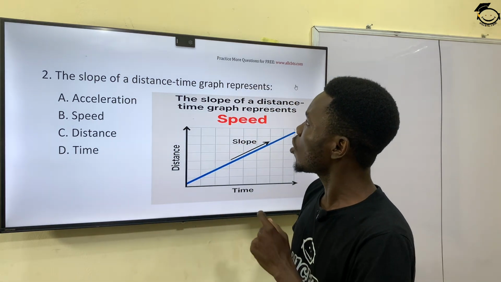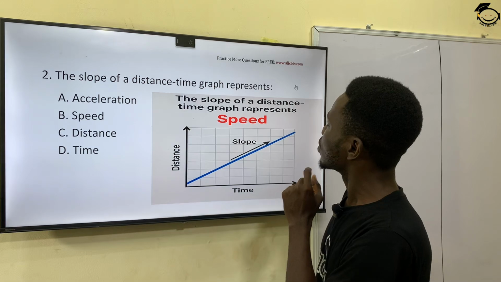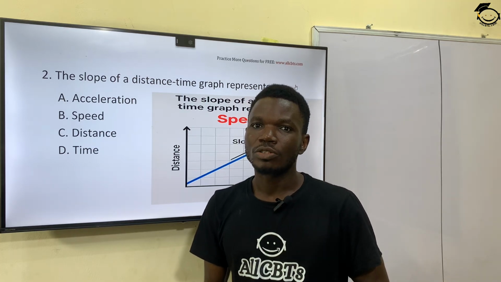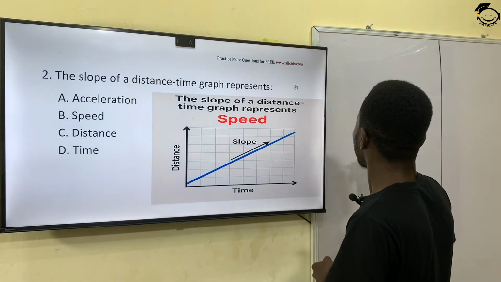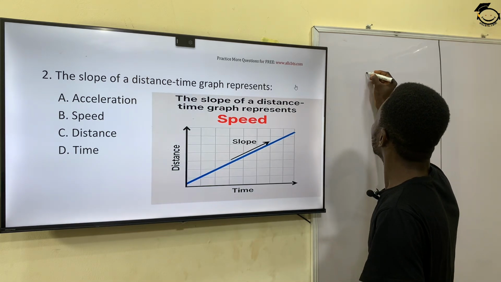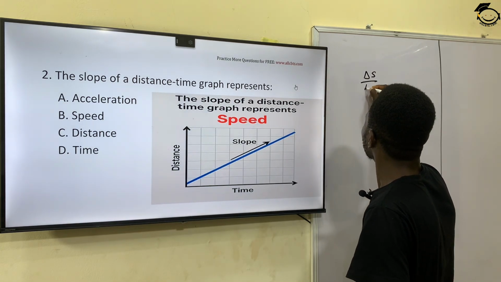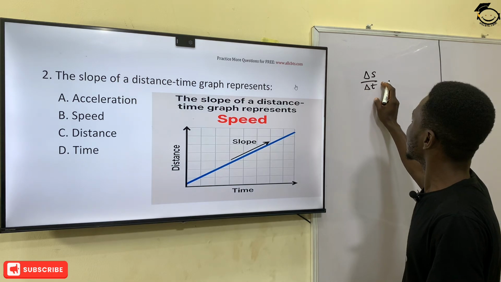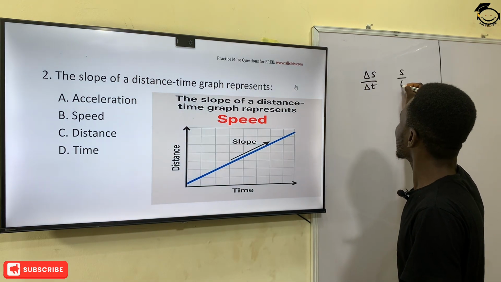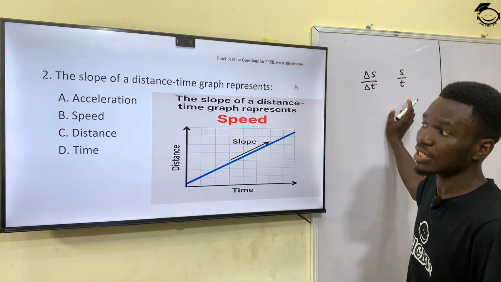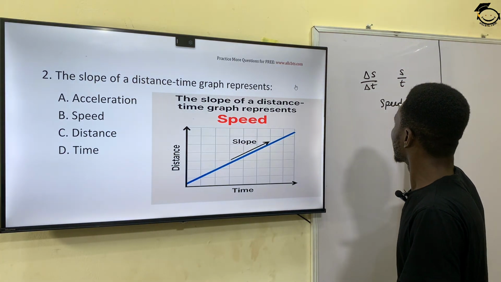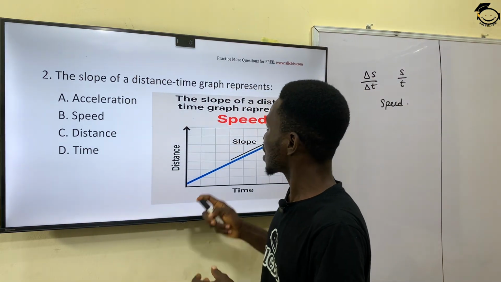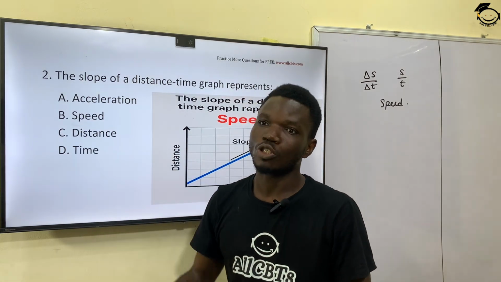So that is also question number 2. Question number 2 says, the slope of a distance time graph represents dash. The slope of a distance time graph is change in distance over change in time, which is simply distance over time. And distance over time is the same thing as what? Speed. So the slope of a distance time graph is speed, and that is option B.